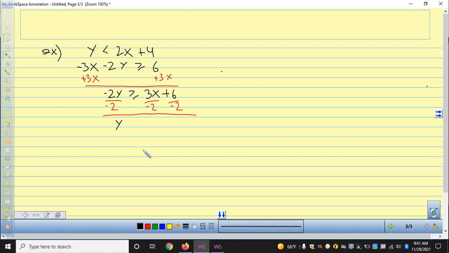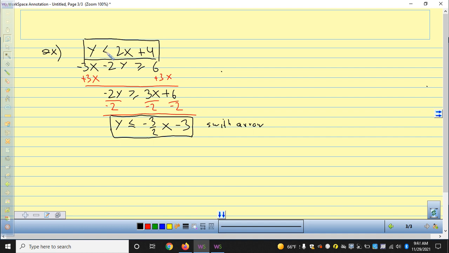I'm dividing both sides of an inequality by negative 2. What happens here? The arrow turns around. Less than or equal to negative 3 halves x minus 3. So when we multiply or divide by a negative, we have to switch our arrow. So here's one inequality that we're going to graph. Here's the other inequality that we're going to graph.